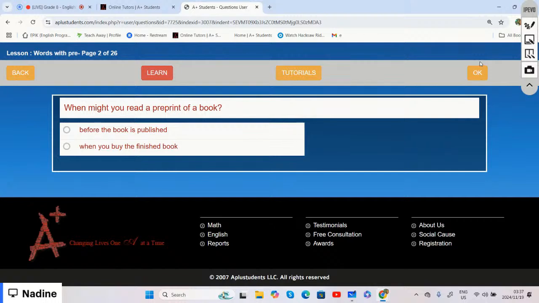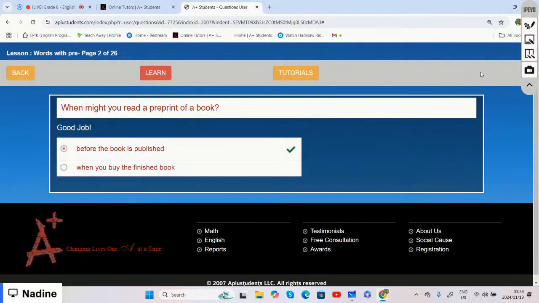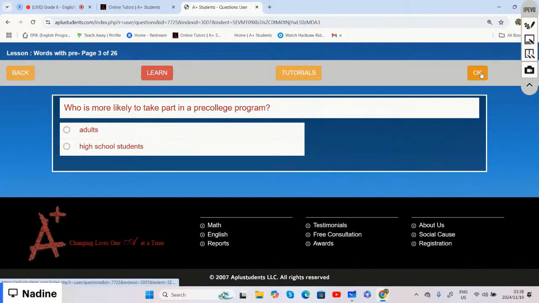And we might read a preprint of a book before a book is published. And who is more likely to take part in a pre-college program? Is it adults, option one, or high school students, option two?